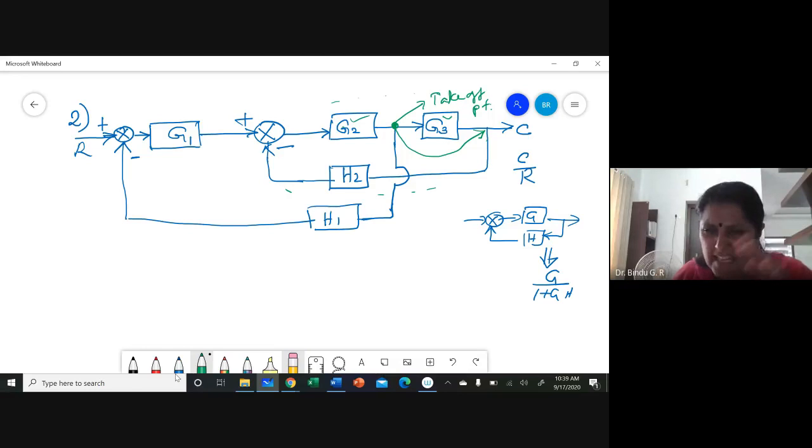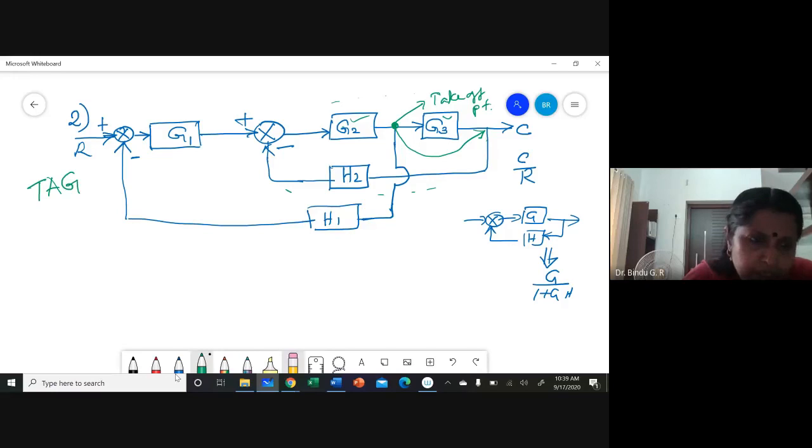So how can I take? All of you should remember, there are so many steps. I am not going to those steps. I'm giving you a secret mantra, my own mantra. If you want to take a takeoff point ahead of a block, multiply by G. Which means if you want to take a takeoff point after G, you have to divide by G. All of you listen and don't write at all.